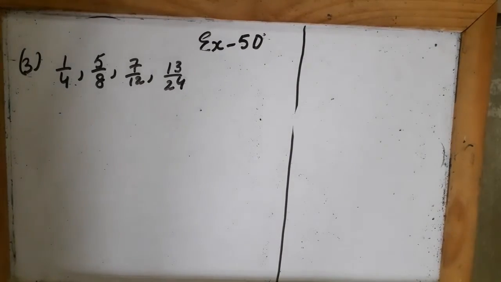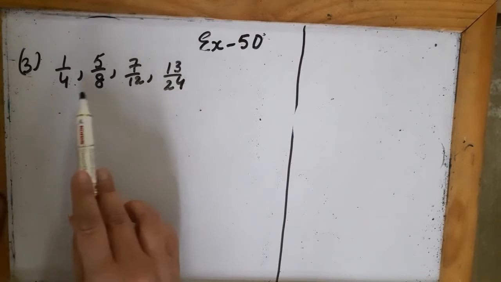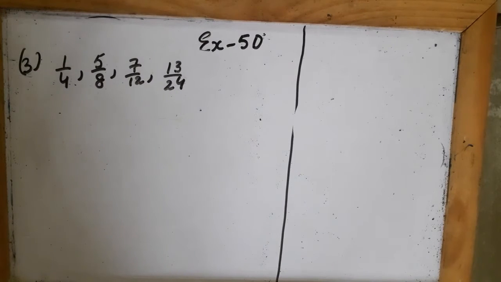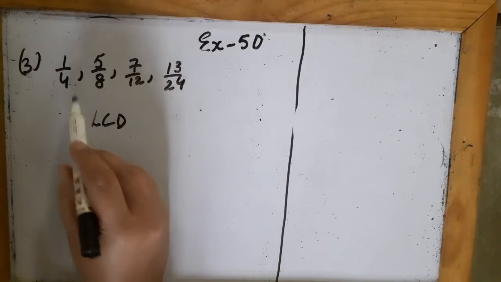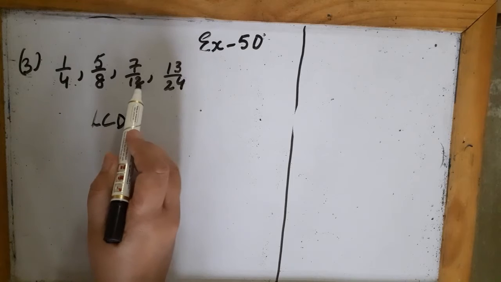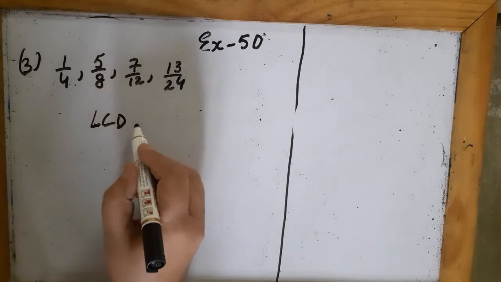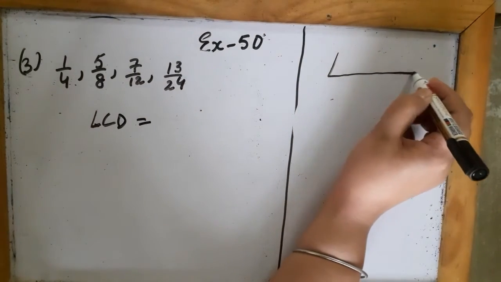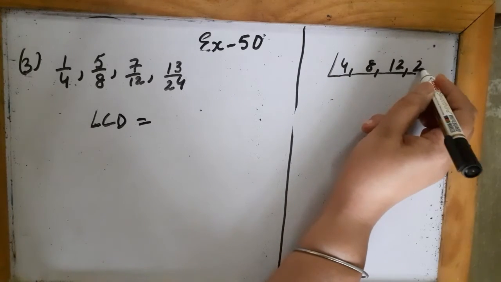Now question number 3 is the same. As you can see, the denominators are different, so these are all unlike fractions and they are asking you to convert them into like fractions. So children, what we will do, I will find a denominator which is the same for all these fractions. I will find the least common denominator. So for that, I will find the LCM for these numbers.